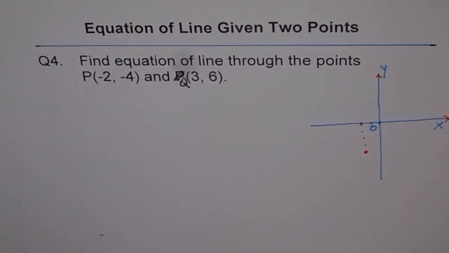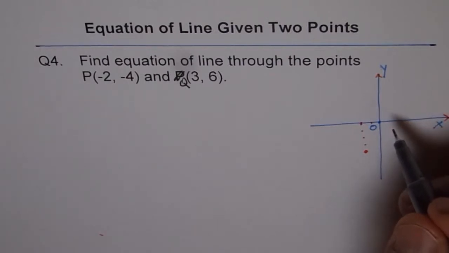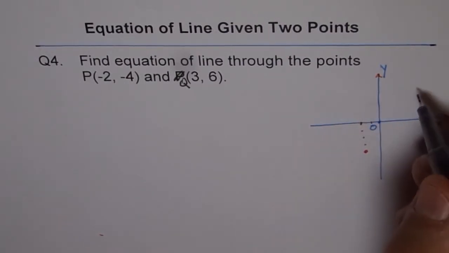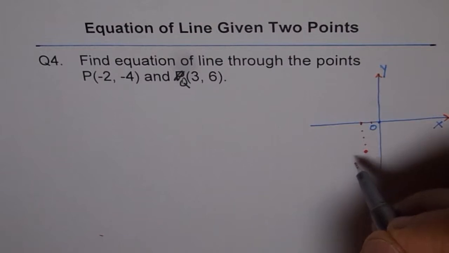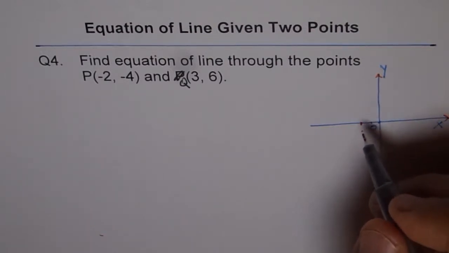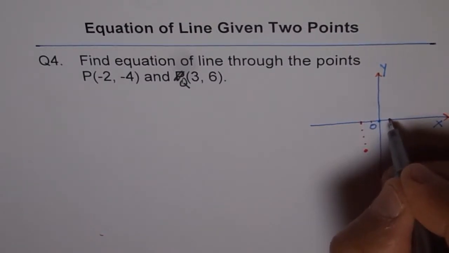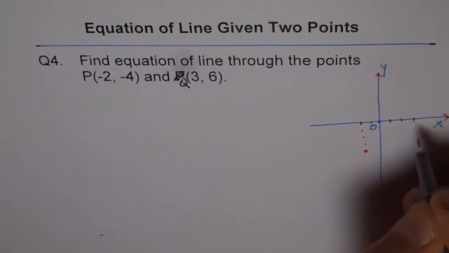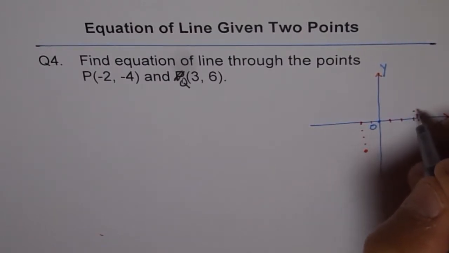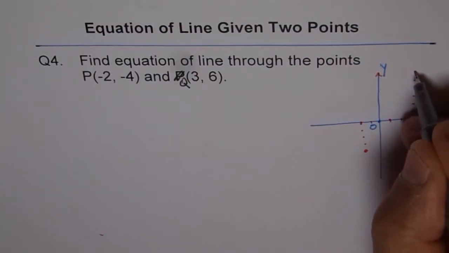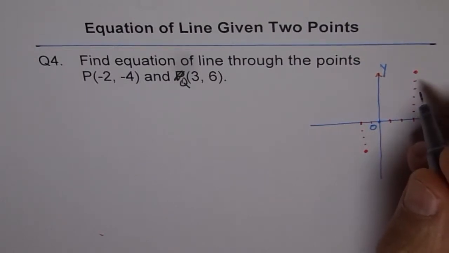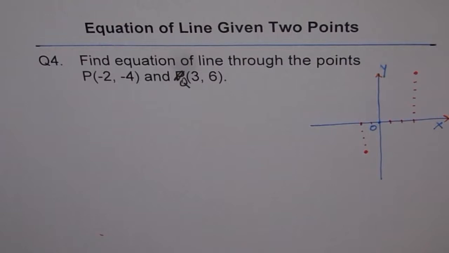Now let's figure out where Q is. Q is both plus, so it will be in the first quadrant, right? In the first quadrant, all the points have positive x and y values. This is quadrant 3, where both are negative. Do you see that? Now Q is (3, 6). So we have 1, 2, 3. And 6 is 1, 2, 3, 4, 5, 6, way up. So that is your point Q.